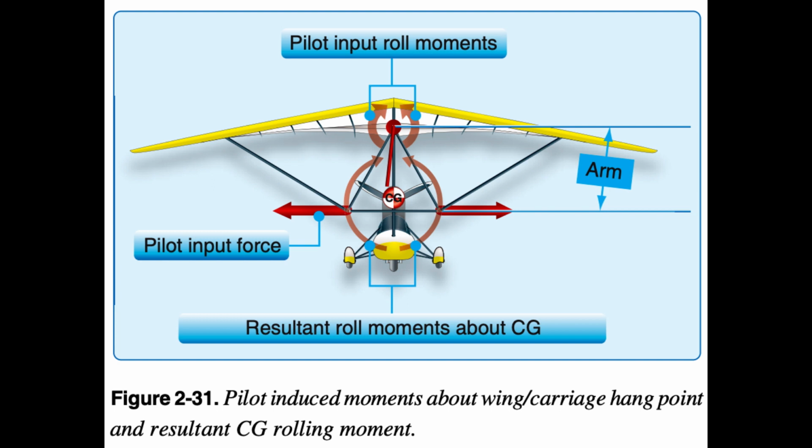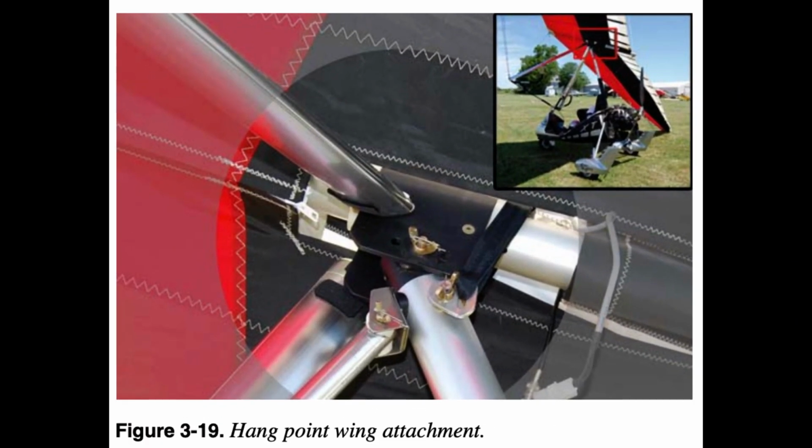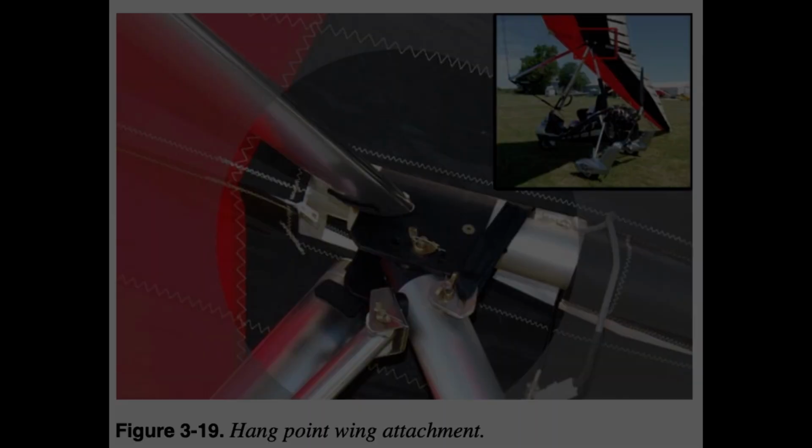Figures 2.31 and 3-19. It would first appear that moving the control bar to one side, thus shifting weight to the opposite side, could alone bank the aircraft. It is true that shifting weight to the right would naturally bank the aircraft to the right and put it into a right-hand turn. However, the weight alone is not enough to provide adequate roll control for practical flight.